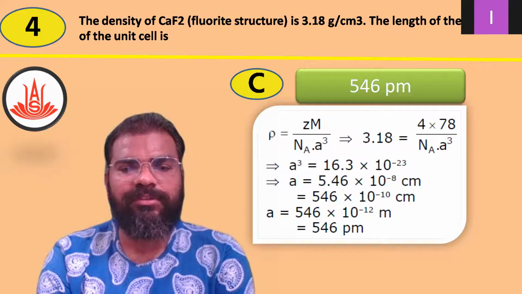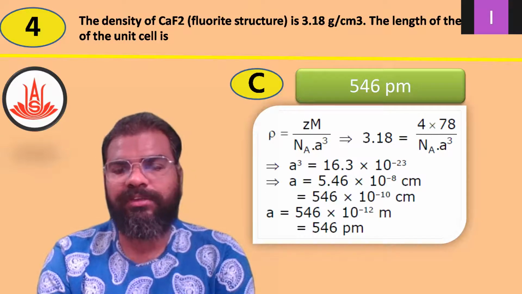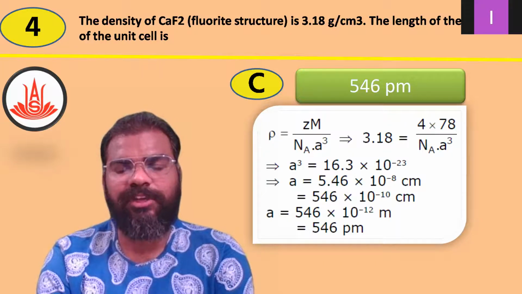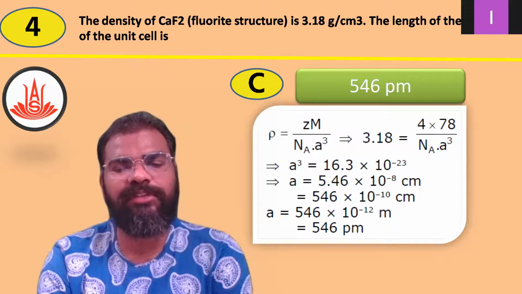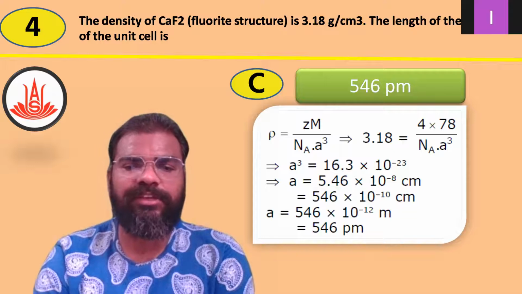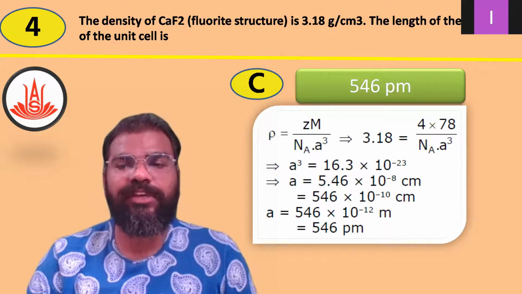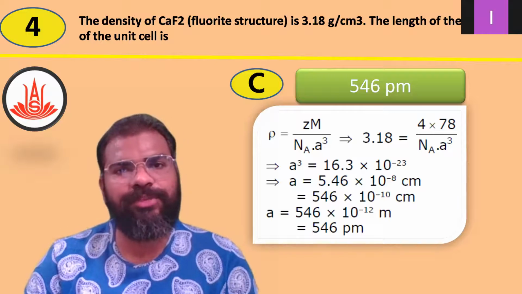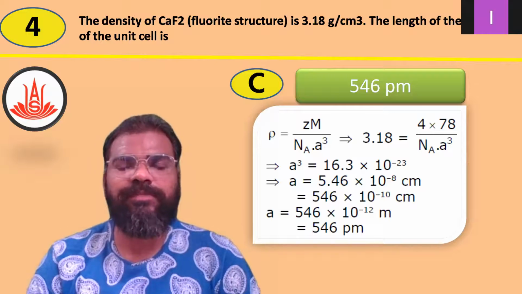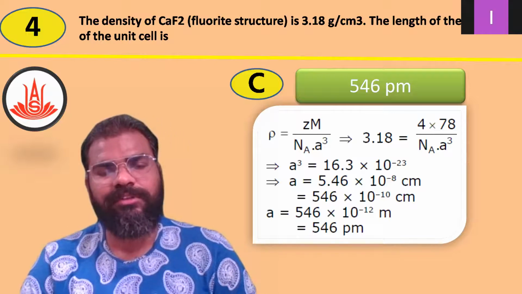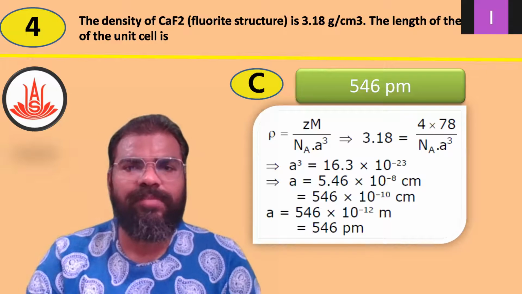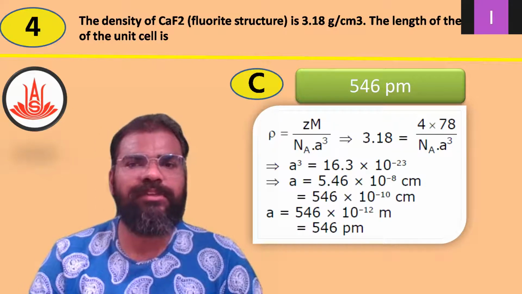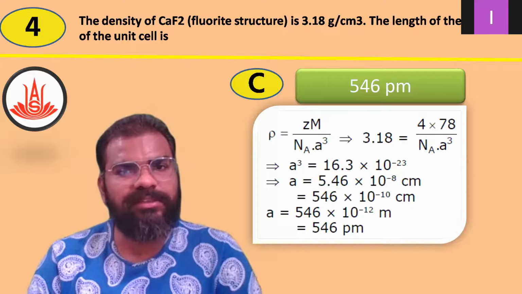Okay, so here we need to convert them into picometer, because all the options they have given in picometer. Okay, so 10 raised to minus 12 if you do it, from centimeter to meter and then meter to picometer. So the answer is 546 picometer. So once again, the very easy formula of density, in that you need to make the edge length the subject. Okay.